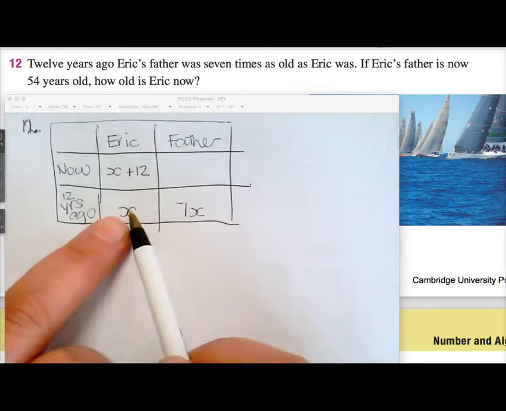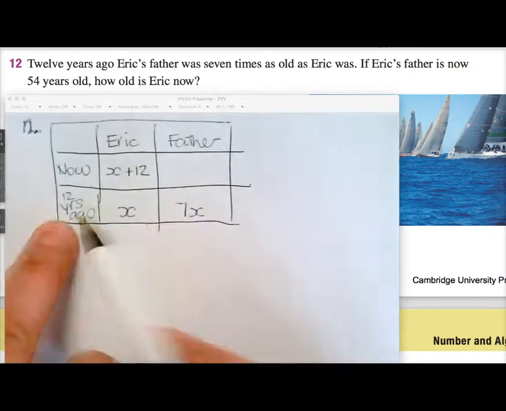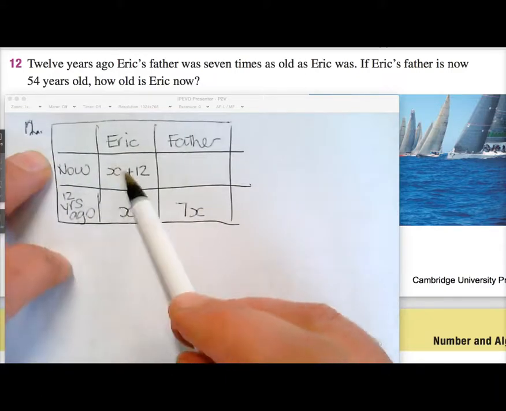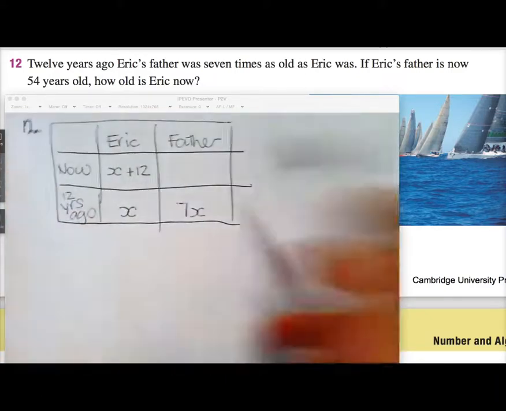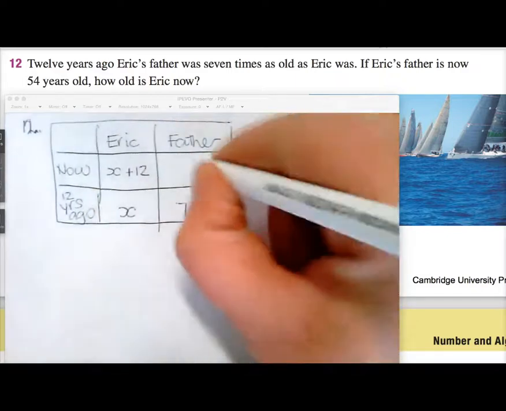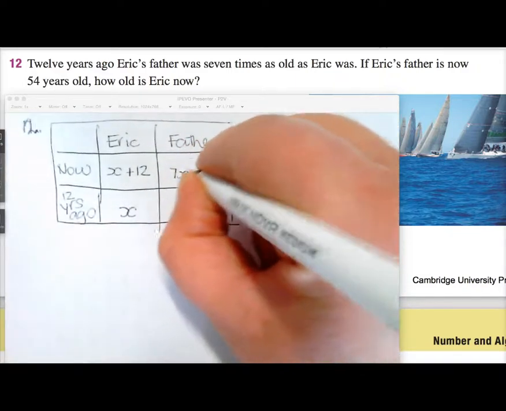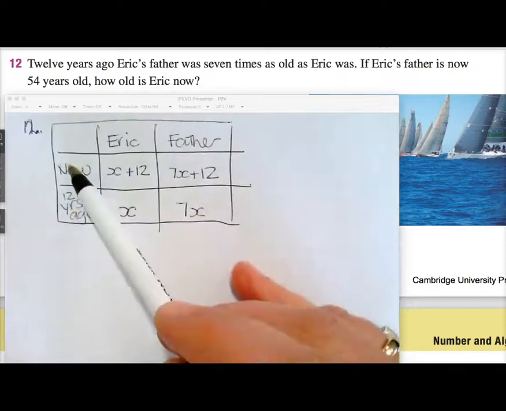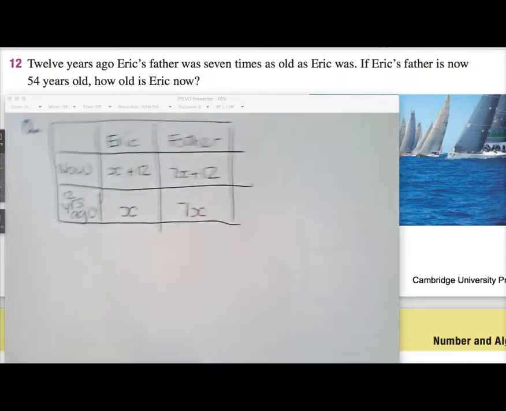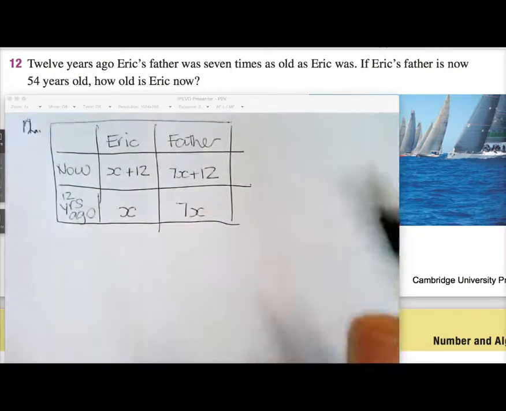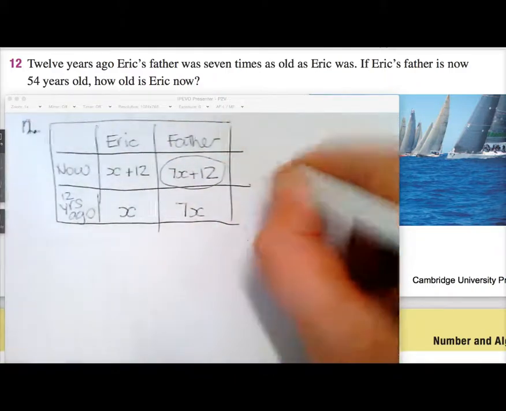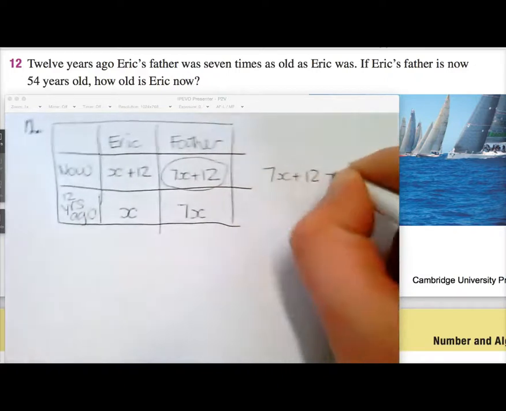So 12 years ago, Eric was X. The father's 7X. Now that means Eric is X plus 12, doing the same thing. Now the father is 7x plus 12. So the way you do this, you put the times here, you complete the grid. Eric's father is now 54. Well, that's him now. So 7x plus 12 is 54.